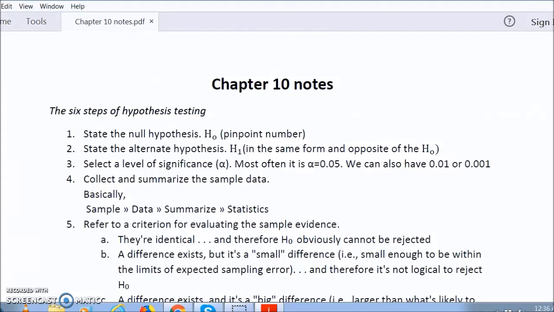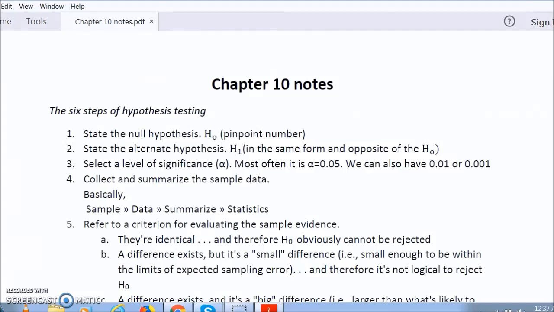The second step was to state the alternate hypothesis, which is H1 or HA, which has to be always in the same form and opposite to that of the H0. We had talked also about the fact that researchers generally set up the null hypothesis as a way to disagree with it.